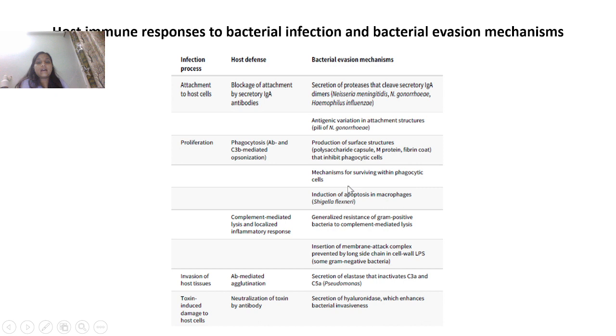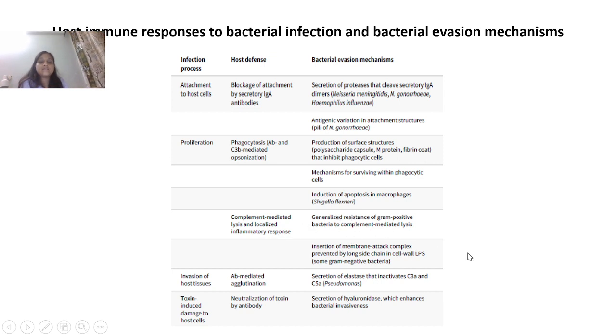Then many have also developed certain strategies for surviving within the phagocytic cells. Then there is induction of apoptosis in macrophages. For example, Shigella flexneri will induce apoptosis in macrophage cells. So instead of phagocytosis, the macrophage will itself die out of apoptosis. So there is also complement mediated lysis and localized inflammatory response in certain cases.